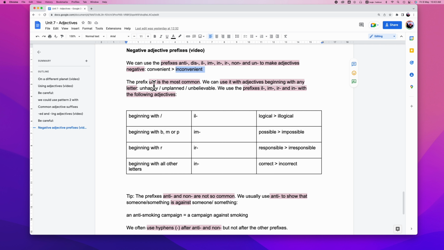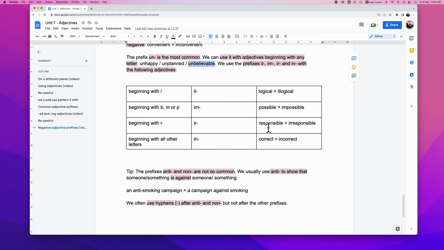And the prefix un is the most commonly used, and we can use it with adjectives beginning with any letters. For example, unhappy, unplanned, unbelievable. And we use prefixes like il, im, ir, and in with the following adjectives. For example, adjectives beginning with l, like logical, become illogical.